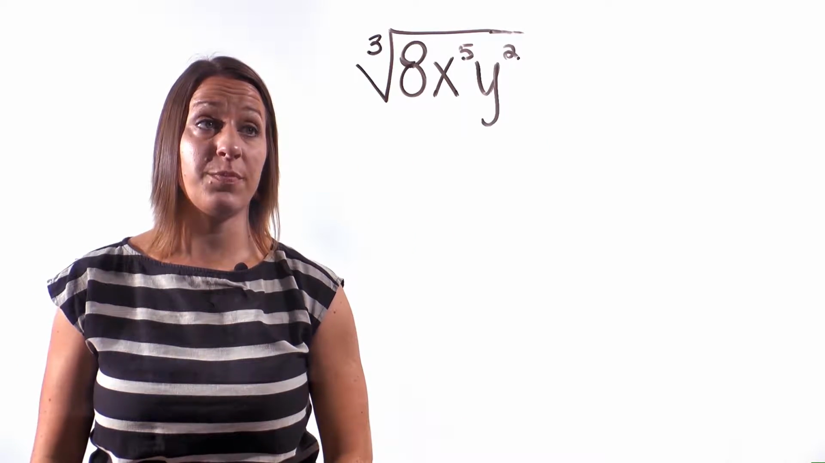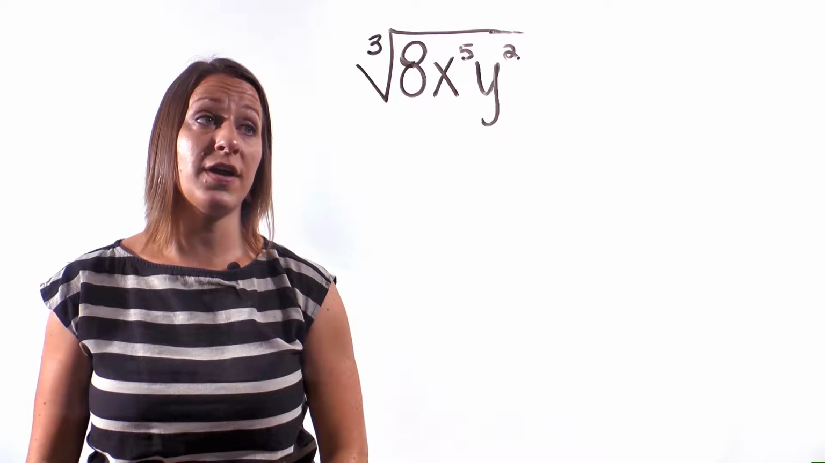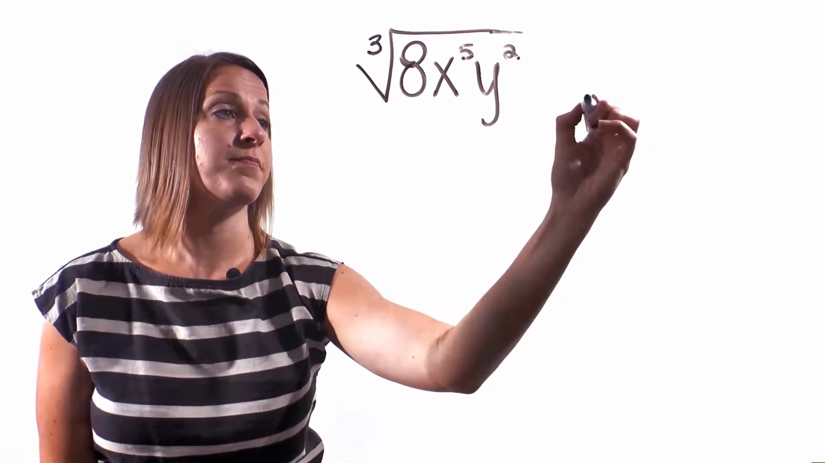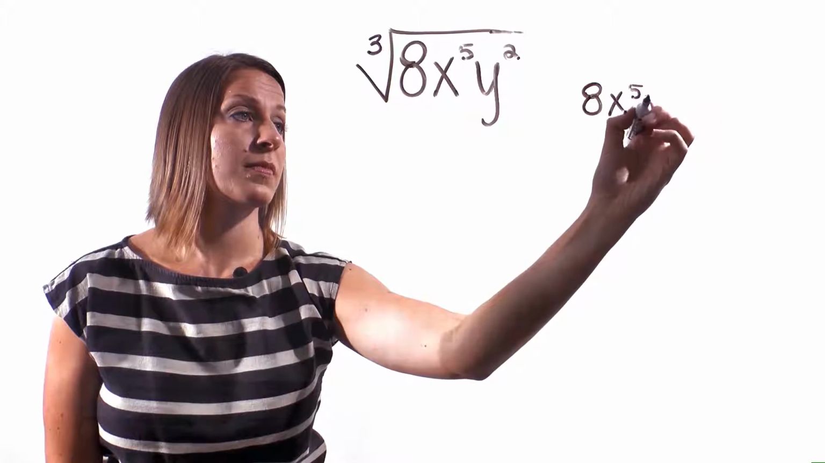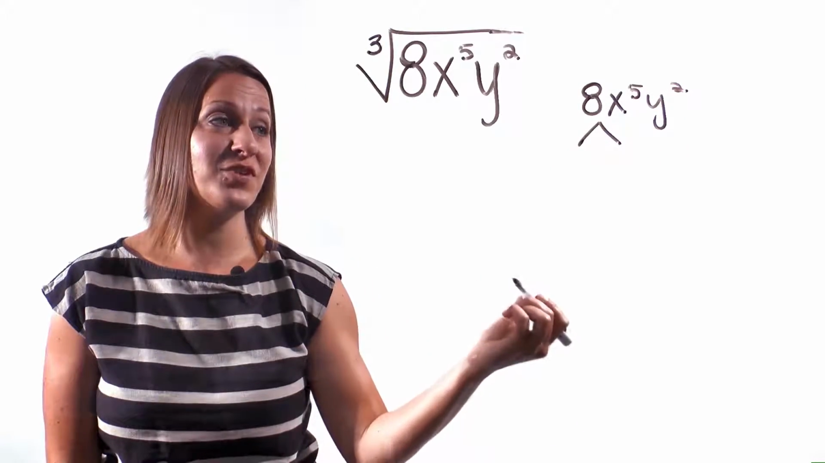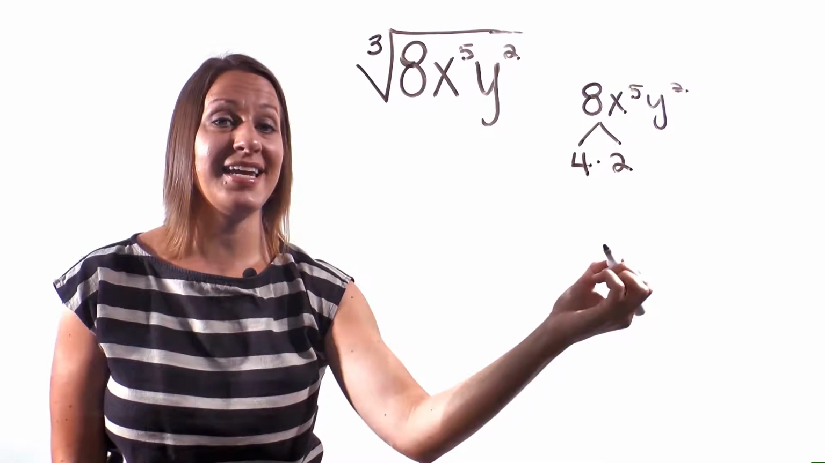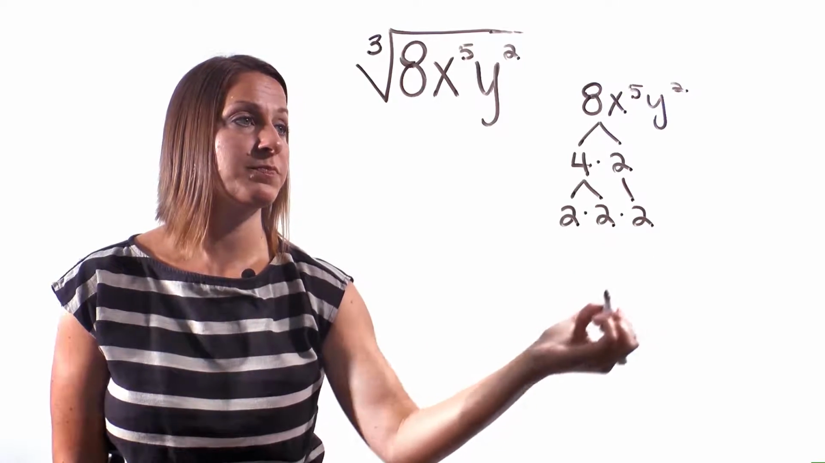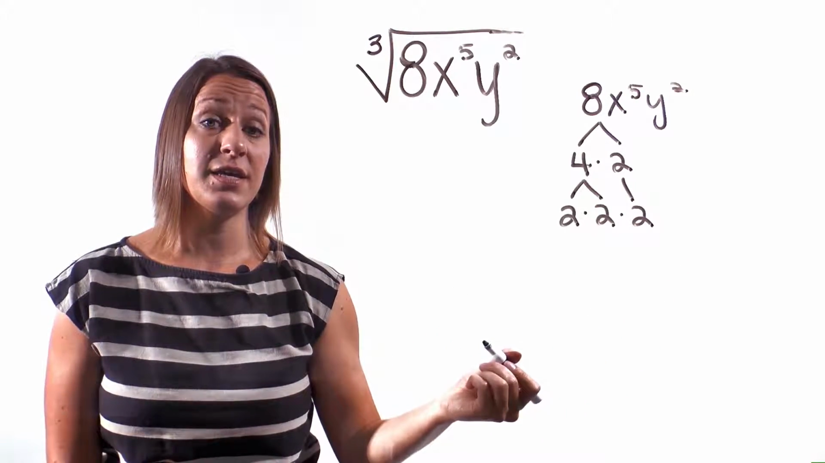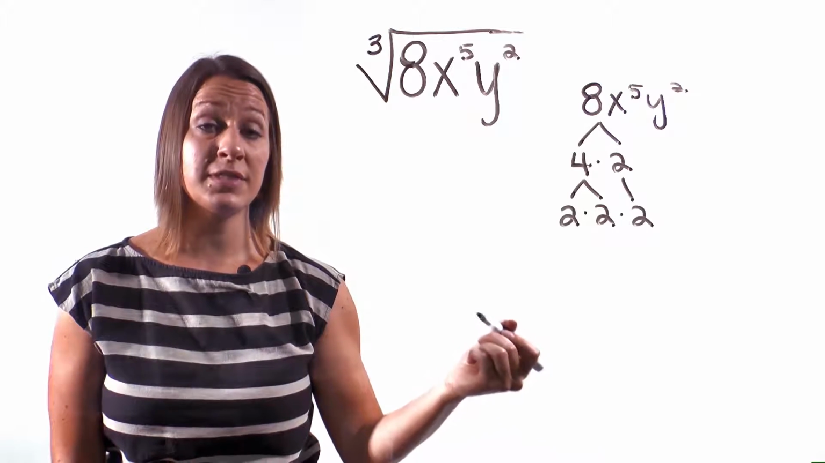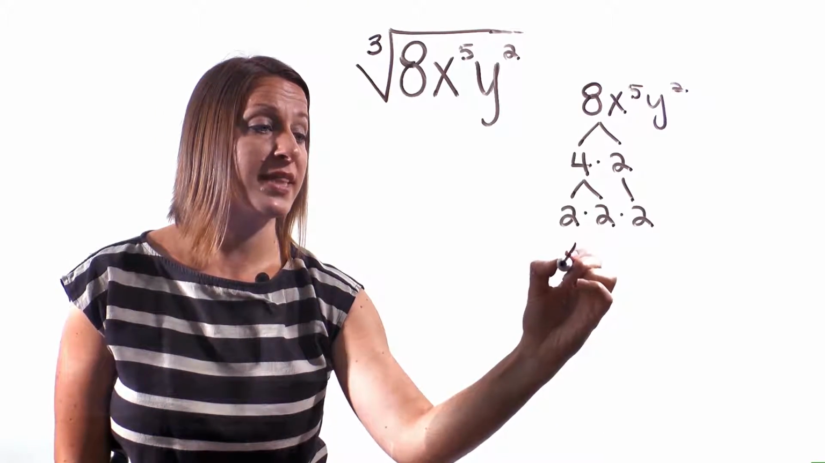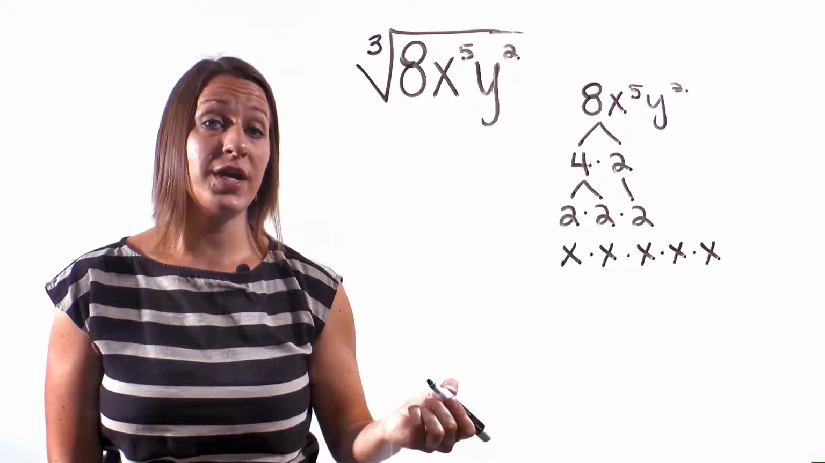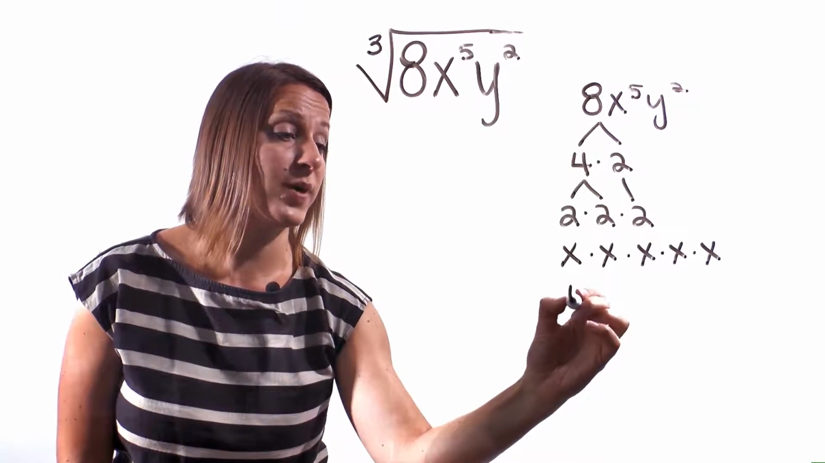Okay, let's work another example. This one is the cubed root of 8x to the fifth y squared. Let's go ahead and make our factor tree. Four times 2 is 8. 2 times 2 is 4. Then we'll bring down this 2. Our exponents, x to the fifth, means that you've multiplied x times itself 5 times. We'll write that below. Y squared means that you've multiplied y times itself twice.